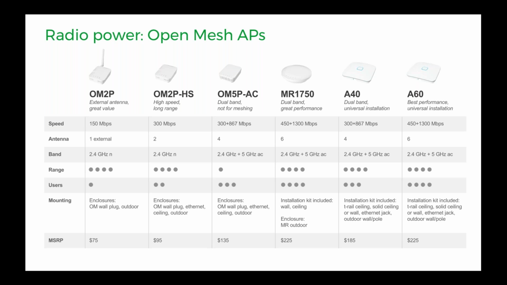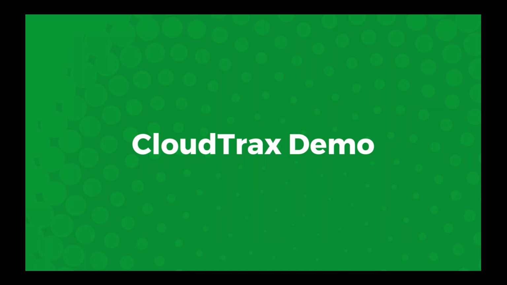In CloudTrax, there are some radio power settings from 26 dBm all the way down to 5 dBm, as well as use country setting. And so I'll go ahead and switch over to CloudTrax to show you those settings.